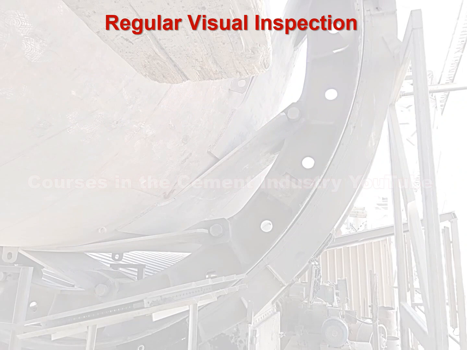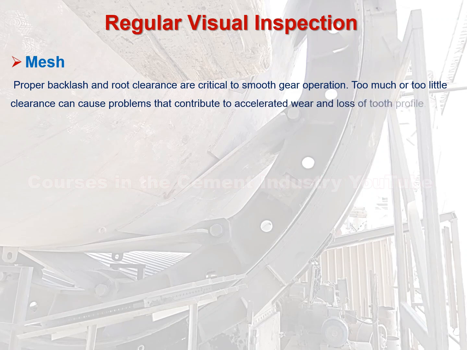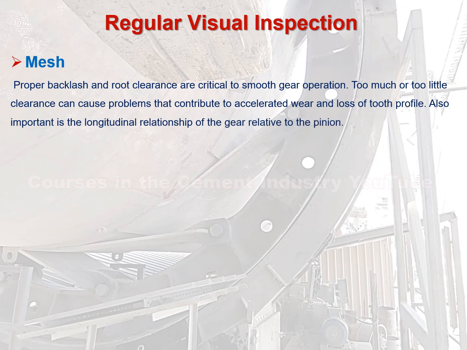1. Mesh. Proper backlash and root clearance are critical to smooth gear operation. Too much or too little clearance can cause problems that contribute to accelerated wear and loss of tooth profile. Also important is the longitudinal relationship of the gear relative to the pinion.